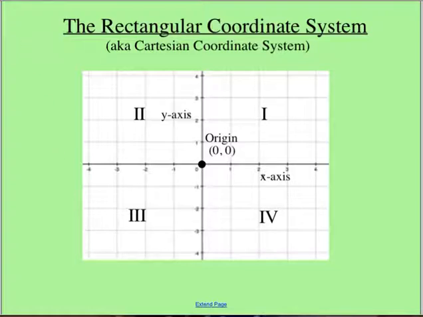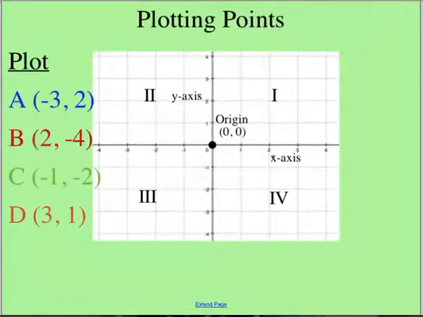So just for a little practice, go ahead and plot these 4 points. First plot -3, 2, that's point A, then plot 2, -4, then plot -1, -2, and then plot point D, 3, 1. Pause the video and come back and check your work.